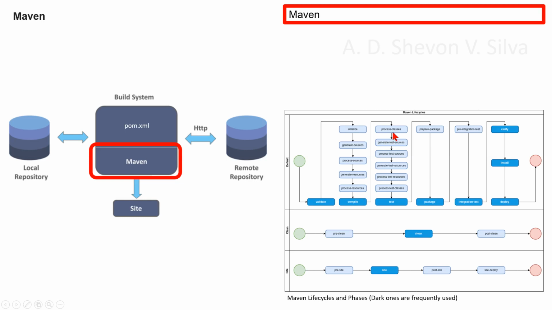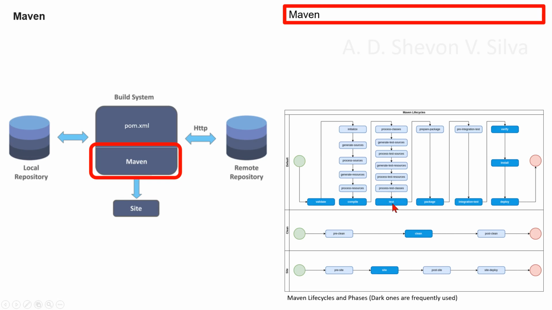Process classes is connected to generate test sources. Generate test sources is connected to process test sources. Process test sources is connected to generate test resources. Generate test resources is connected to process test resources. Process test resources is connected to test-compile, which is not shown here. Test-compile is connected to process test classes. Process test classes is connected to test.